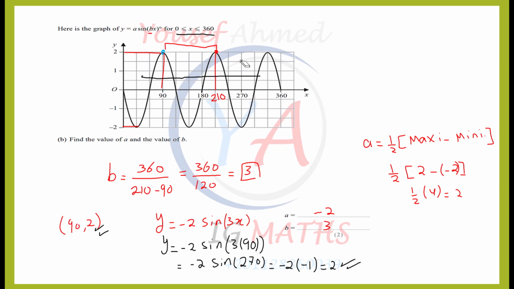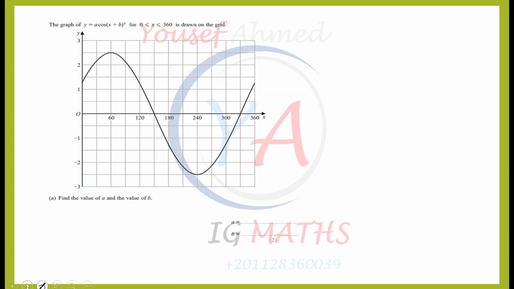After that, we got the stretching by 360 over the difference between two maximums. We took the maximum here, which is at 90 on the x coordinate. The other one is at 210. 210 minus 90 gives you 120, so 360 over 120 gives 3. After that, how do we make sure the answer is correct? We took a point on the curve, which is 90 and 2. We replaced 90 here, calculated, and got 2. So our answer is correct. Let's move to one more example to make sure we understood.